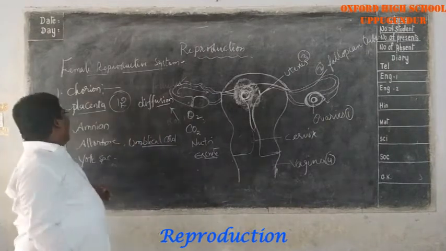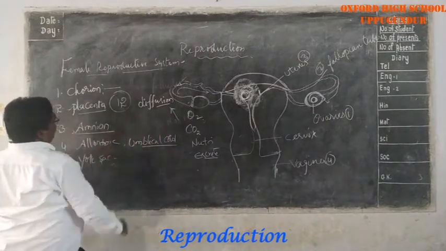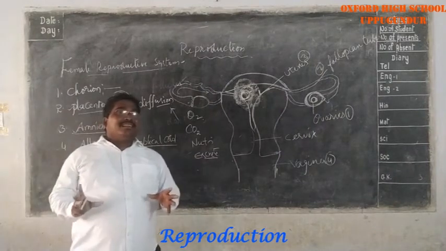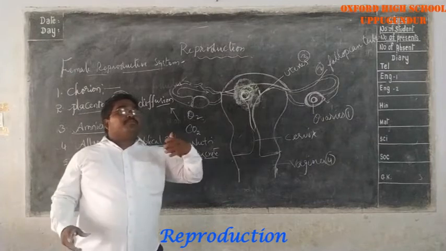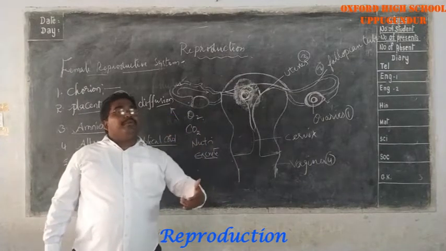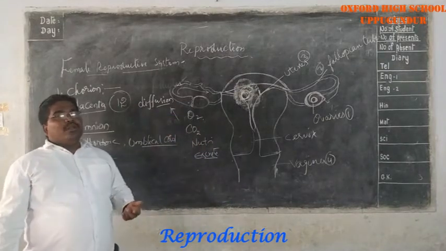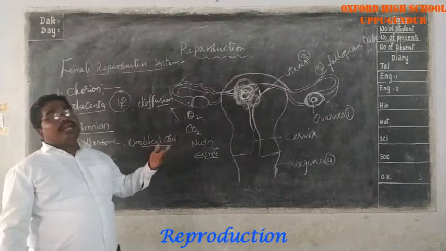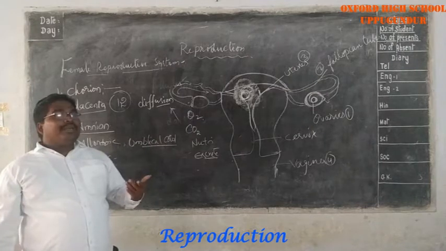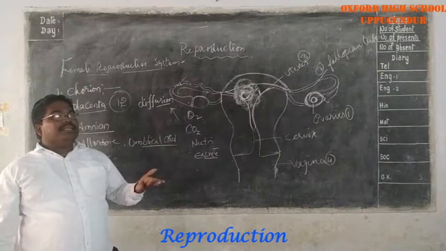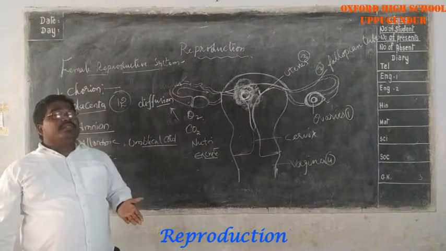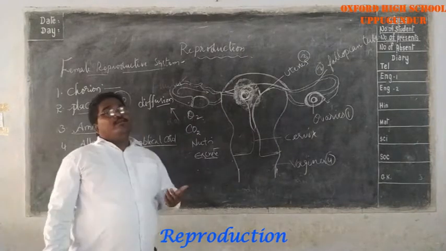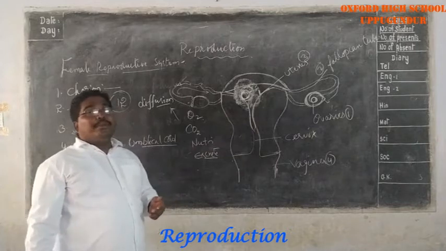After this, another important layer is the amnion. Amnion has special characteristics. Amnion develops around the embryo by itself. Do you understand? Amnion develops itself around the embryo. It has a cavity filled with fluid. The fluid is called amniotic fluid.